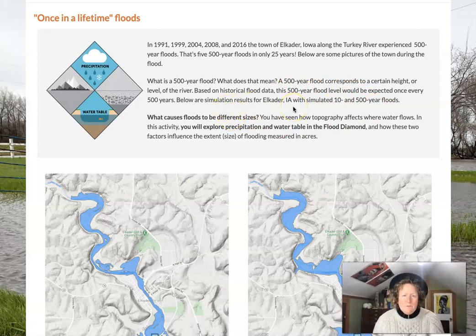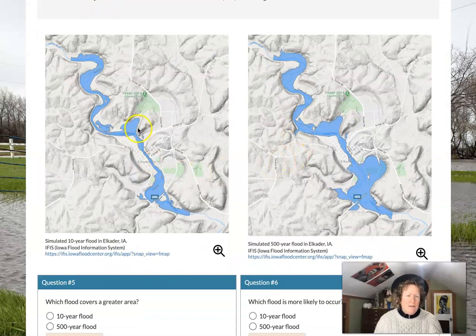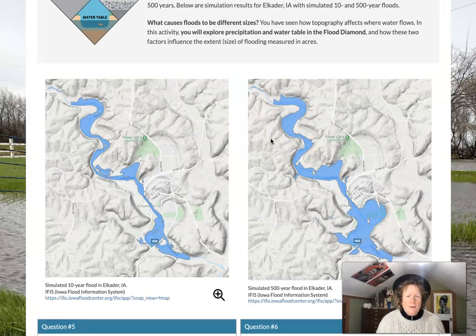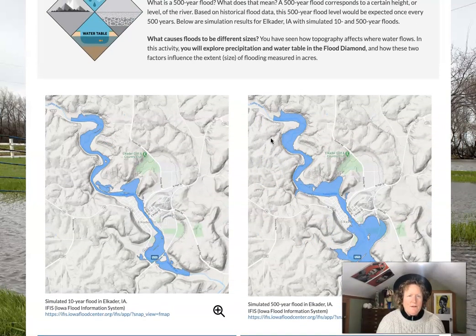Below are simulation results for Elkader, Iowa, with simulated 10 and 500-year floods. So this is a 10-year flood. You could expect to see that even in your lifetime. Once every 10 years, about, the river will look like this. Once every 500 years, the river will look like this. This whole basin fills in. There's a lot more flooding acreage on the right here in the 500-year flood.